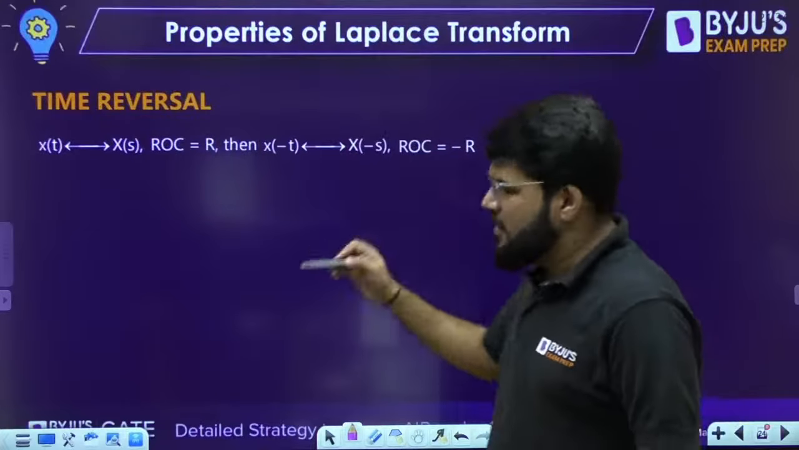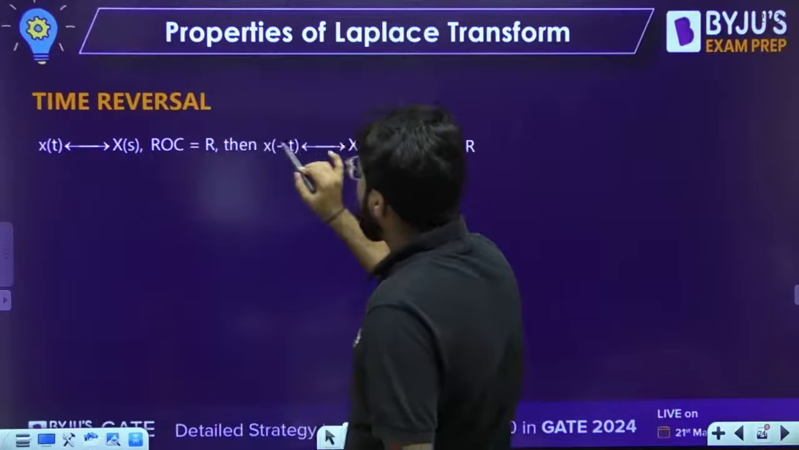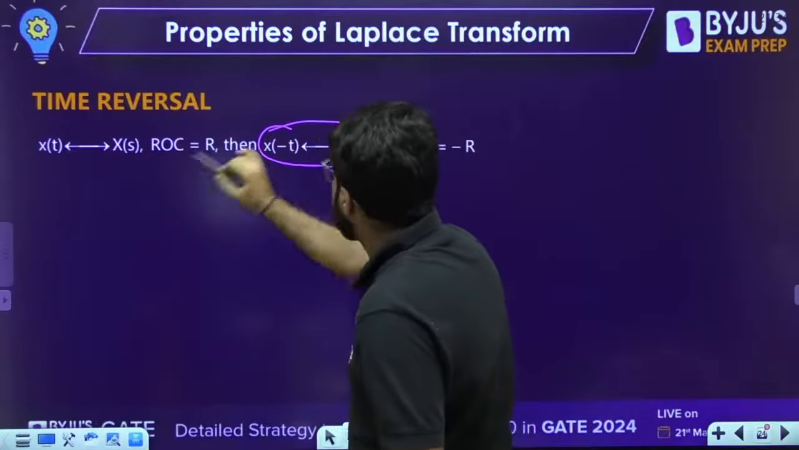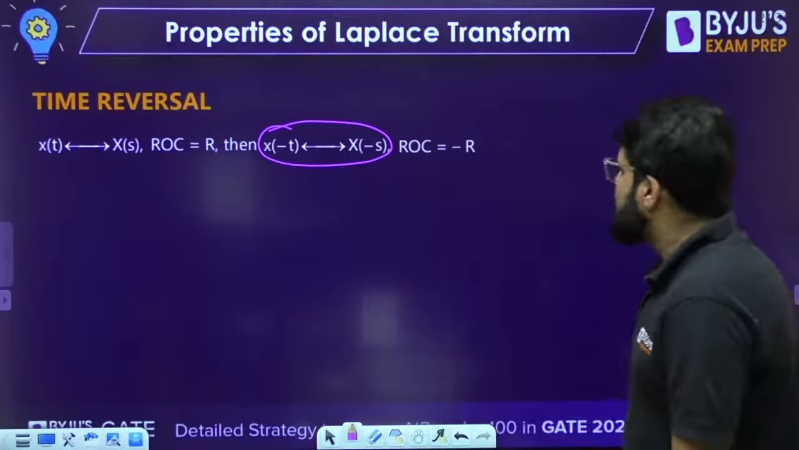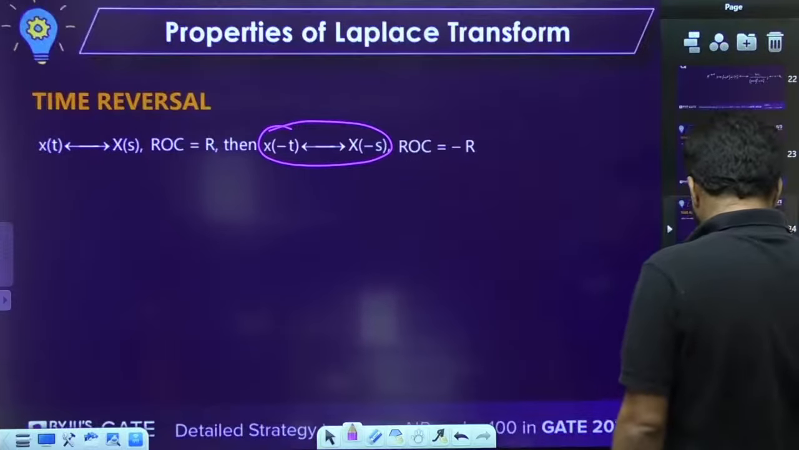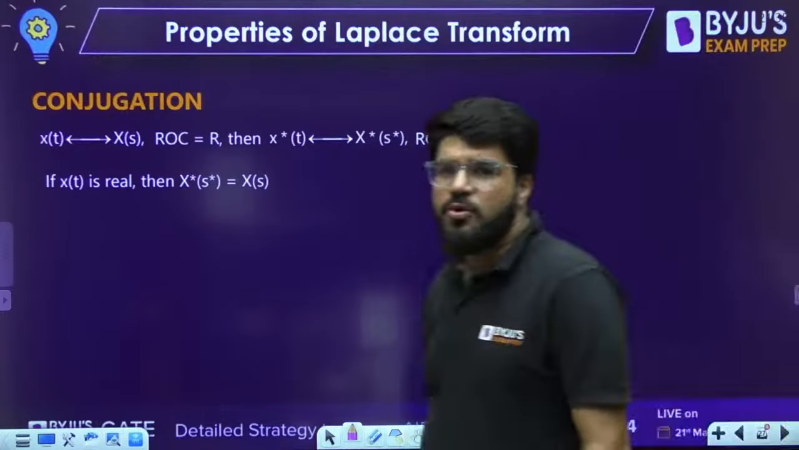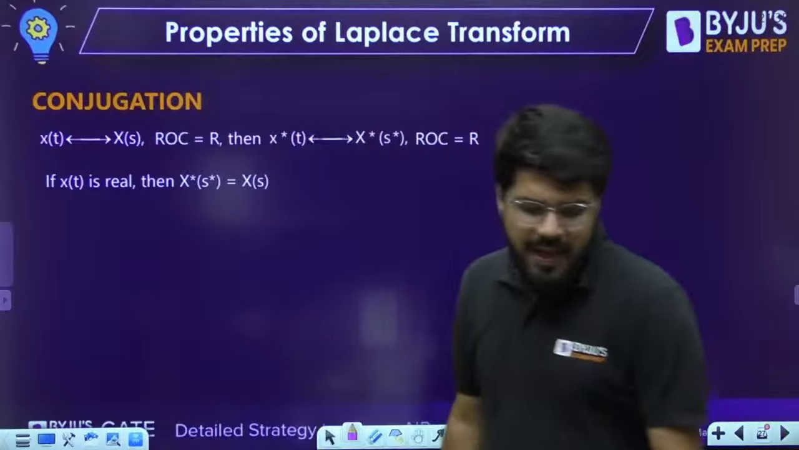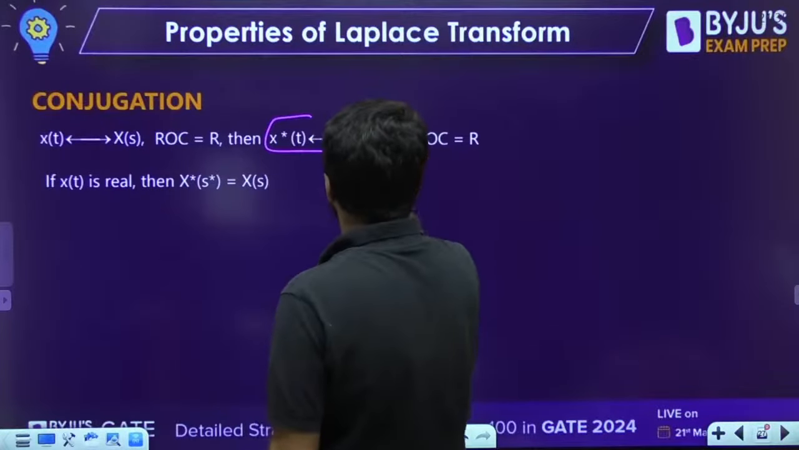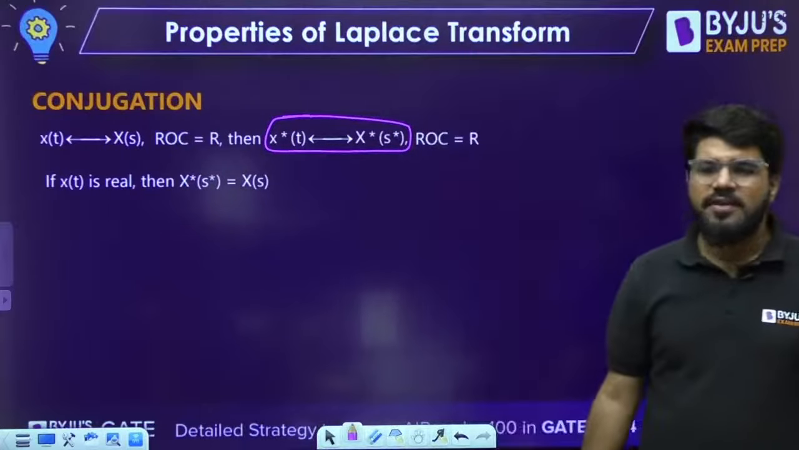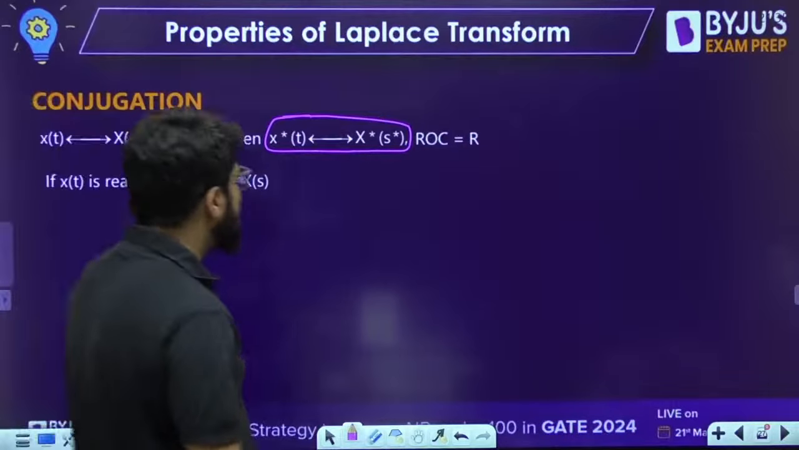Time reversal, let's take some of the properties together. If x(t) has the Laplace transform X(s), x(minus t) has the Laplace transform X(minus s). ROC you will remember by logic. Conjugation: x(t) has the Laplace transform X(s), then x conjugate of t has the Laplace transform X conjugate of s conjugate, X star of s star, with the same ROC.